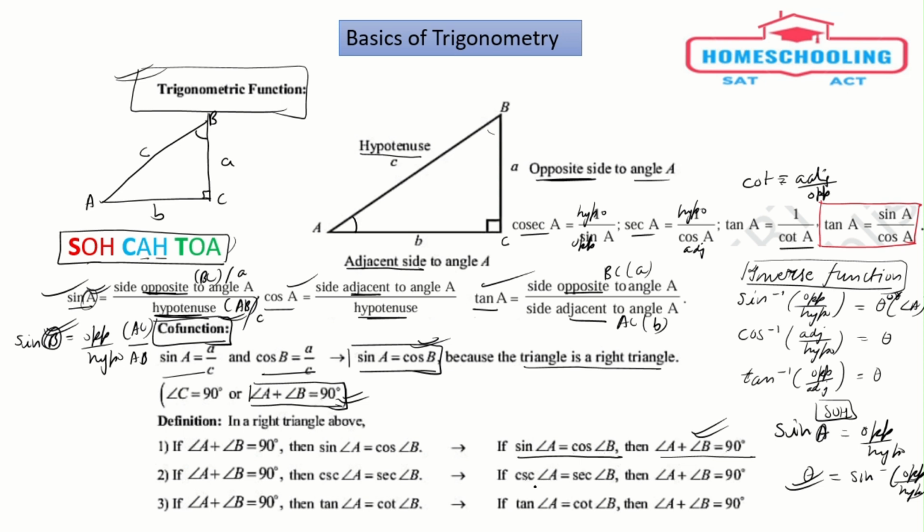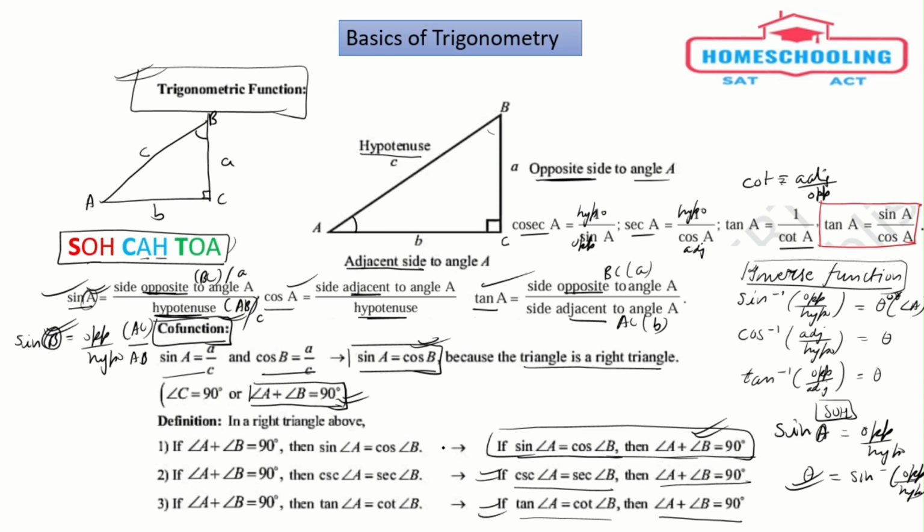Similarly, we have two more co-functions. Cosec of angle A is equal to secant of angle B, then angle A plus angle B would be 90 degrees. If tan A is equal to cot B, then angle A plus angle B is equal to 90 degrees. Mostly the questions are asked from this co-function, but you have to remember these two co-functions also.